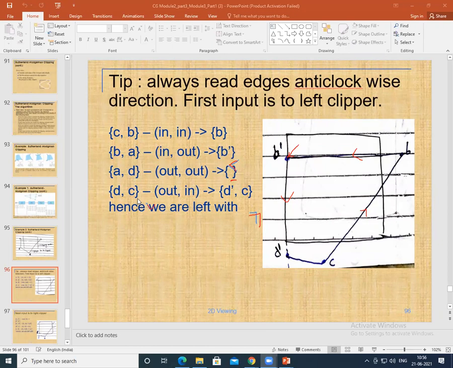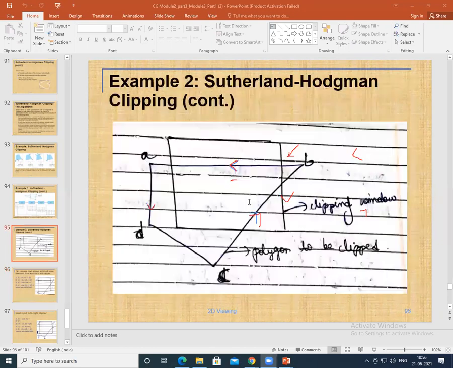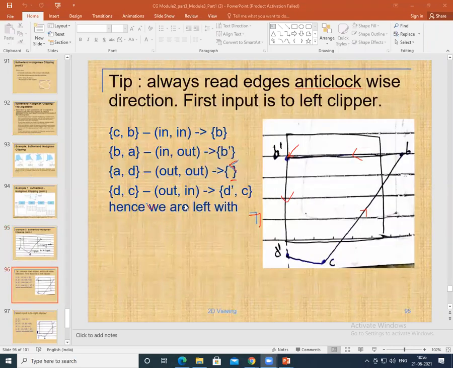DC, what is DC? DC was out-in. See here, DC was out-in. Whenever we have out-in, what do you have to do? You have to take D bar and C, that is the intersected point and the in point. Now this is the intercept that you have obtained immediately after screening through the left clipper.